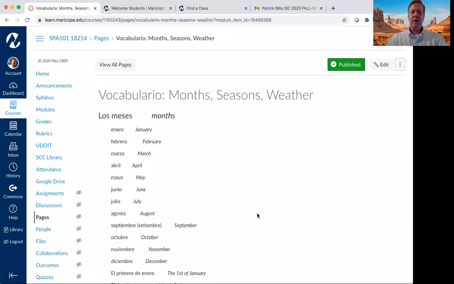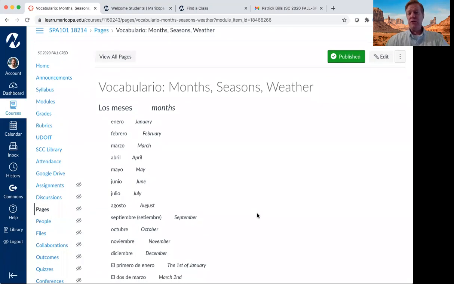Hola clase. In this page, which is a continuation of the previous unit on vacations, we will look at the vocabulary relating to months, seasons, and weather.